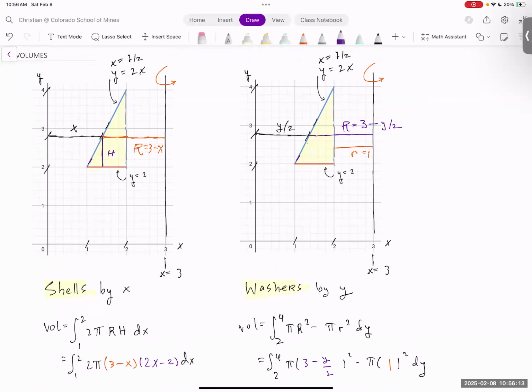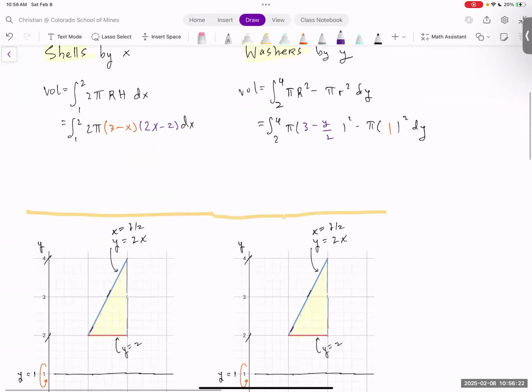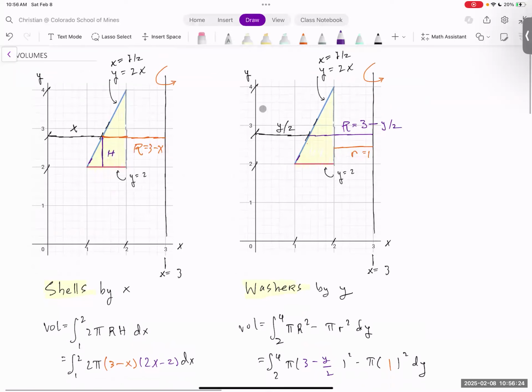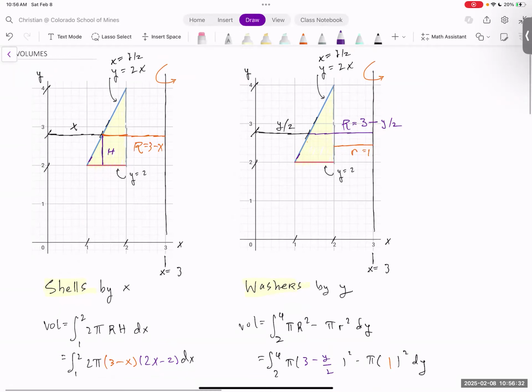I want to encourage you to try this again on your own and put the vertical axis between the y-axis and the region and see how that works out. Put the vertical axis over here to the left of the y-axis, and see how that works out.